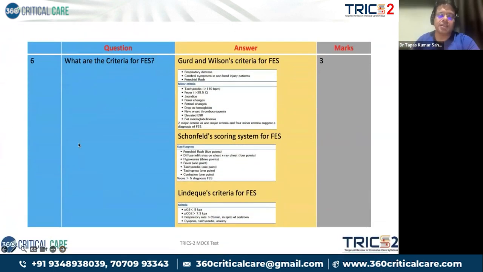Now, in our case, if you have uttered the word fat embolism syndrome, what are the criteria for fat embolism syndrome? This is something very theoretical. If you know fat embolism syndrome and the criteria, you would be immediately answering. This is Gurd and Wilson's criteria, Schonfeld scoring system, Lindeque criteria for fat embolism syndrome. Again, I'm not going into detail, but yes, this has both major criteria and minor criteria. How will you go for the major and minor criteria combination? That is something you need to remember. And what should be the score that would suggest that yes, this patient is actually highly probable for fat embolism syndrome.